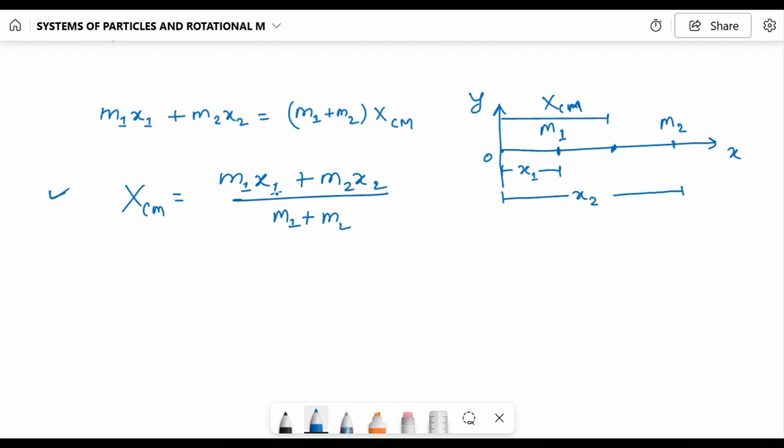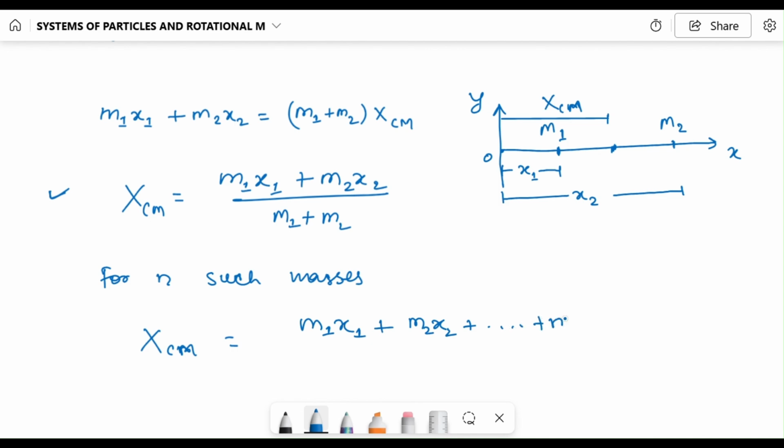This is for two masses. What if there are n such masses spread over this line along the x-axis only, let's say. For n such masses, we can write x center of mass, with the same argument, by extending: m1 x1 plus m2 x2 plus, and at last for the nth mass, and the whole divided by m1 plus m2 plus m3 and so on up to mn.